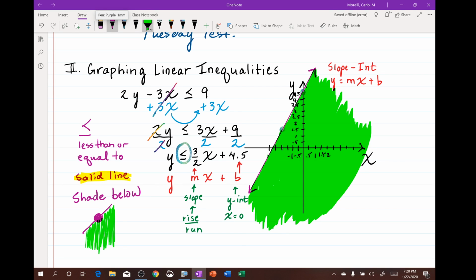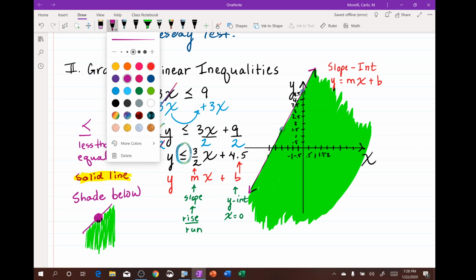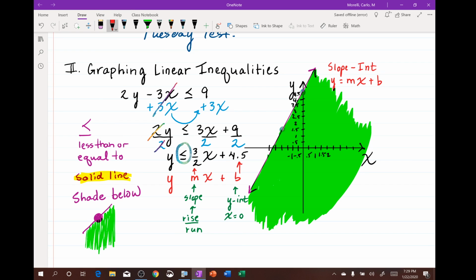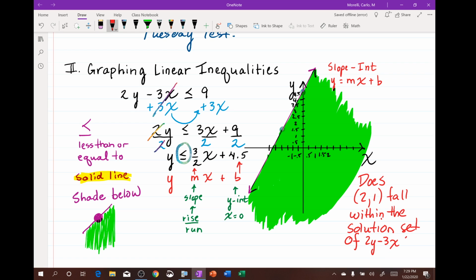Let me think about it for a second. 2, 1. All right. Here's a question that we might ask, and you might get this on the STAR test. Look over here in the bottom right of the screen. Does 2, 1 fall within the solution set of, and then we'll write this, 2y minus 3x less than or equal to 9. Okay, so this is like a STAR type question here.